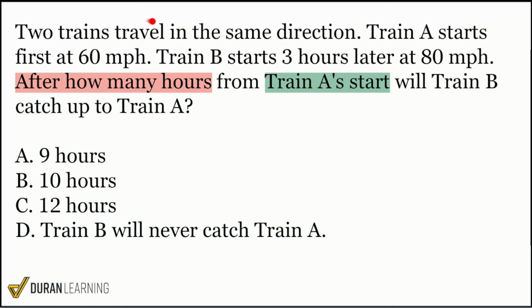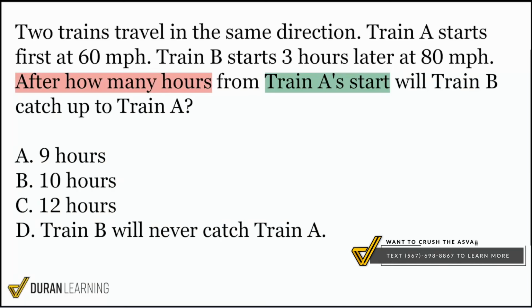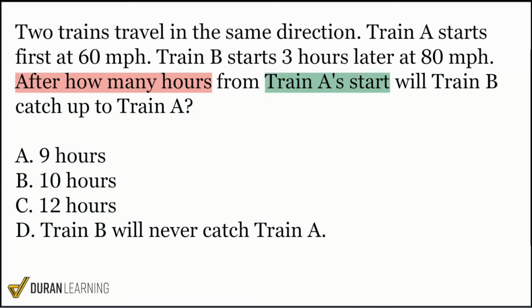Two trains travel in the same direction. Everybody, really quick, when we think about trains traveling in the same direction or any pair of objects traveling in the same direction, what can we potentially do with those distances or rates? Yeah, potentially we can subtract. We can subtract to get that rate that they're moving apart at and the distance that they're apart. So with that, here we go.